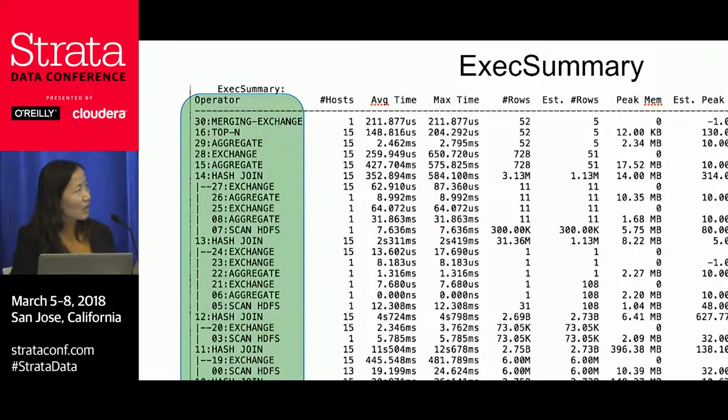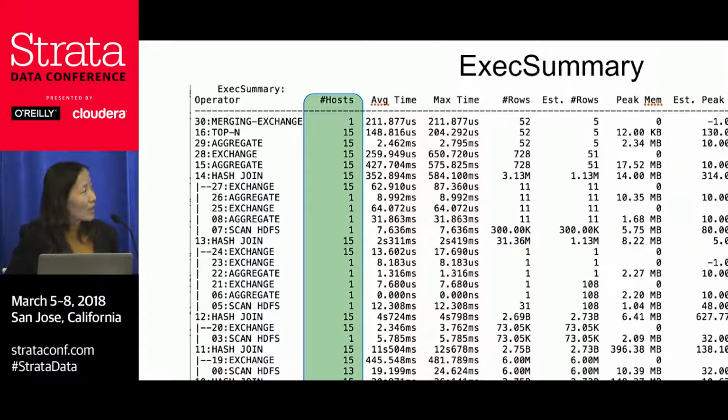So the first column is mapping to the plan, how your plan tree is laid out, and you can see that each operator is listed, one line for each. That's the first column. And the second one is the host: how many hosts are involved in executing each operator?